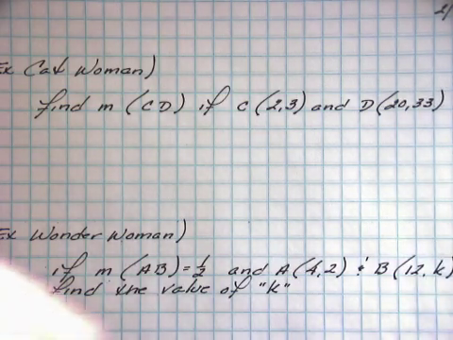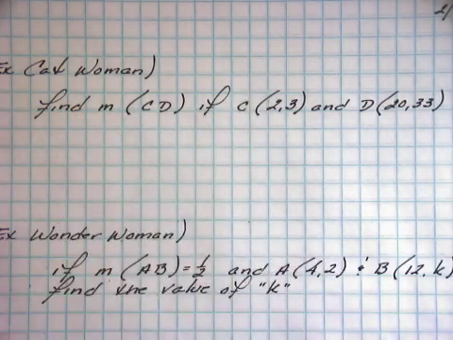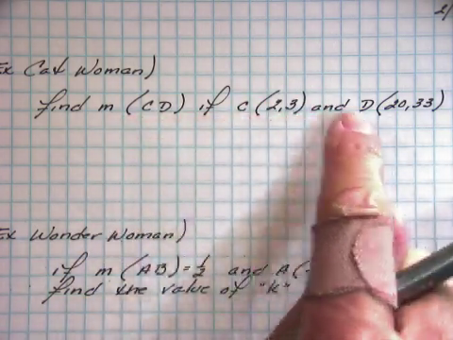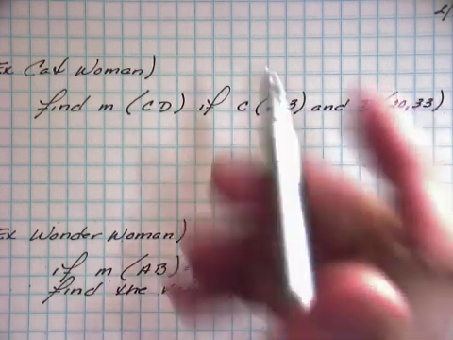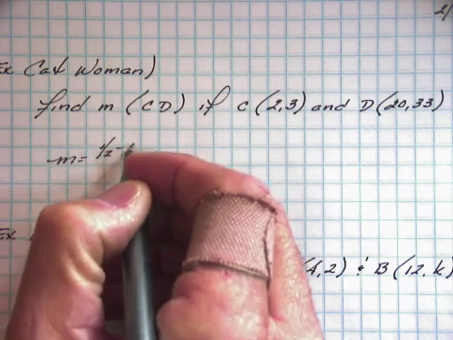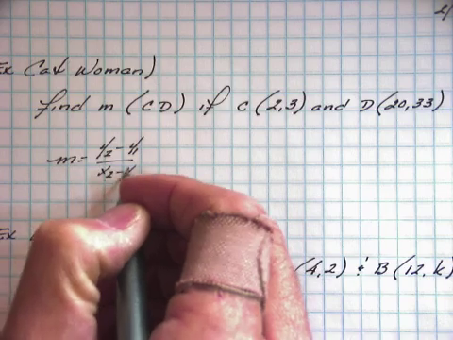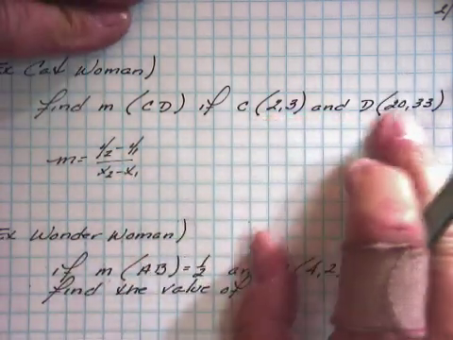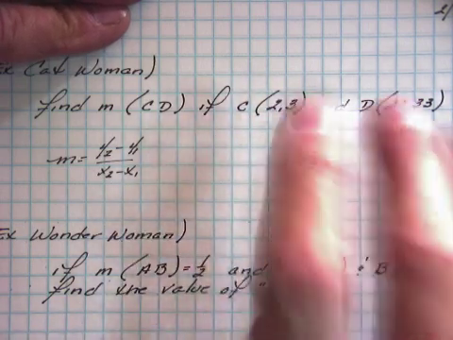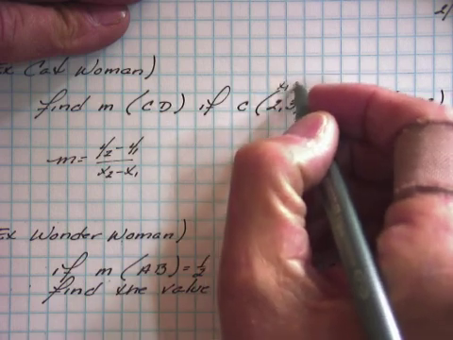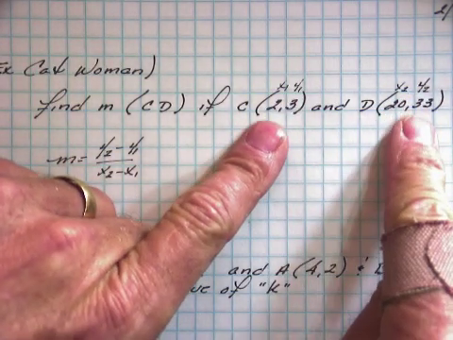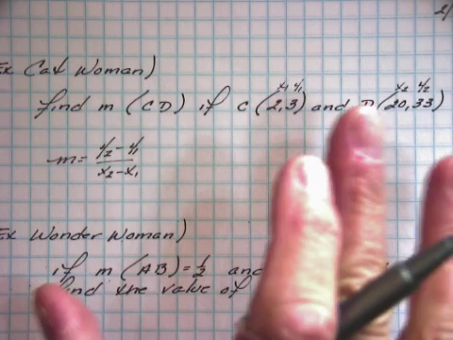Okay, let's take a look at something here. Here's example Catwoman. Okay, we're going to use that formula. It says find the slope from C to D if C is at 2, 3 and D is at 20, 33. Well, always start with the general form: y sub 2 minus y sub 1 over x sub 2 minus x sub 1. Then go up here and identify one of these as point 1 and the other as point 2. Doesn't matter which. I'm going to let this be x1 and this be y1.